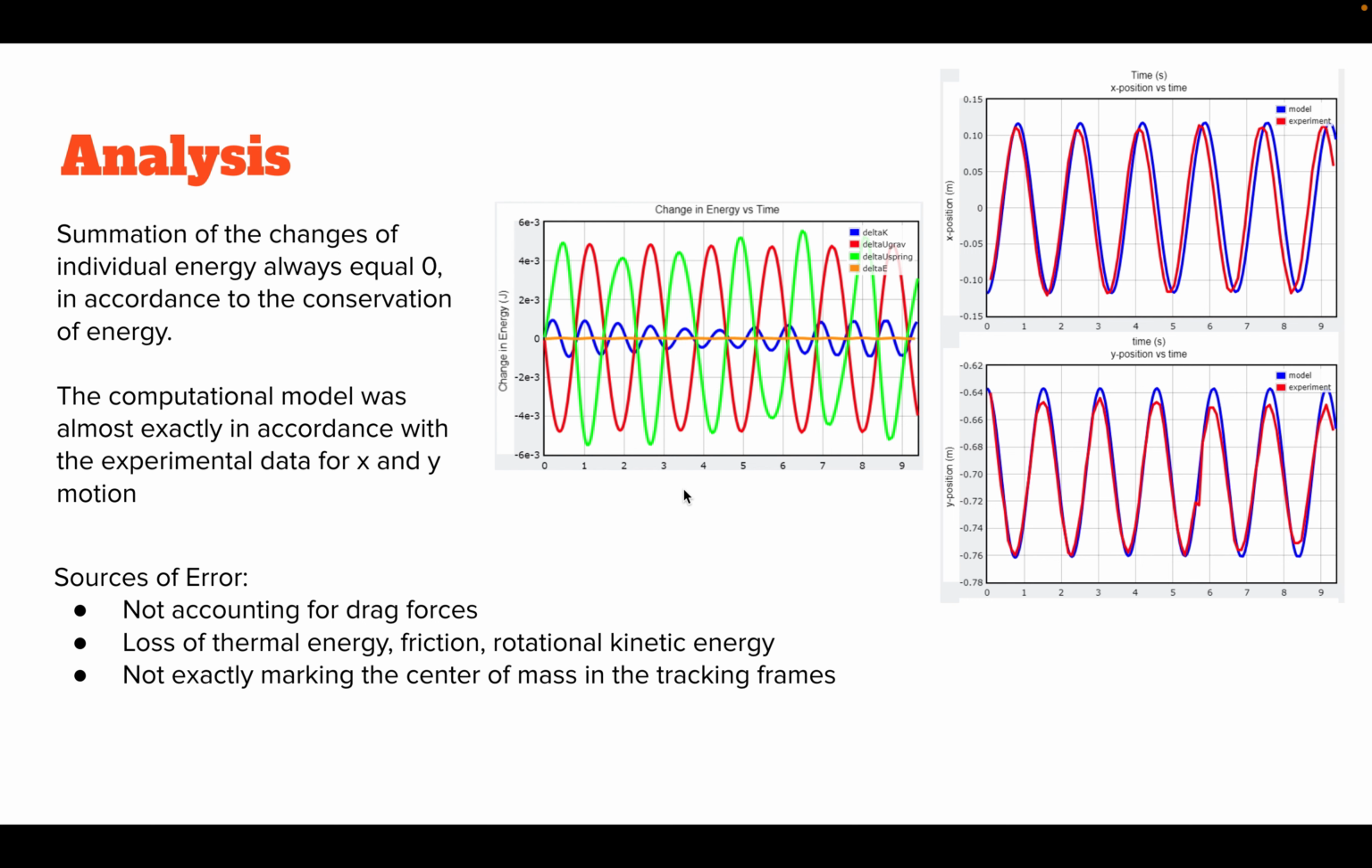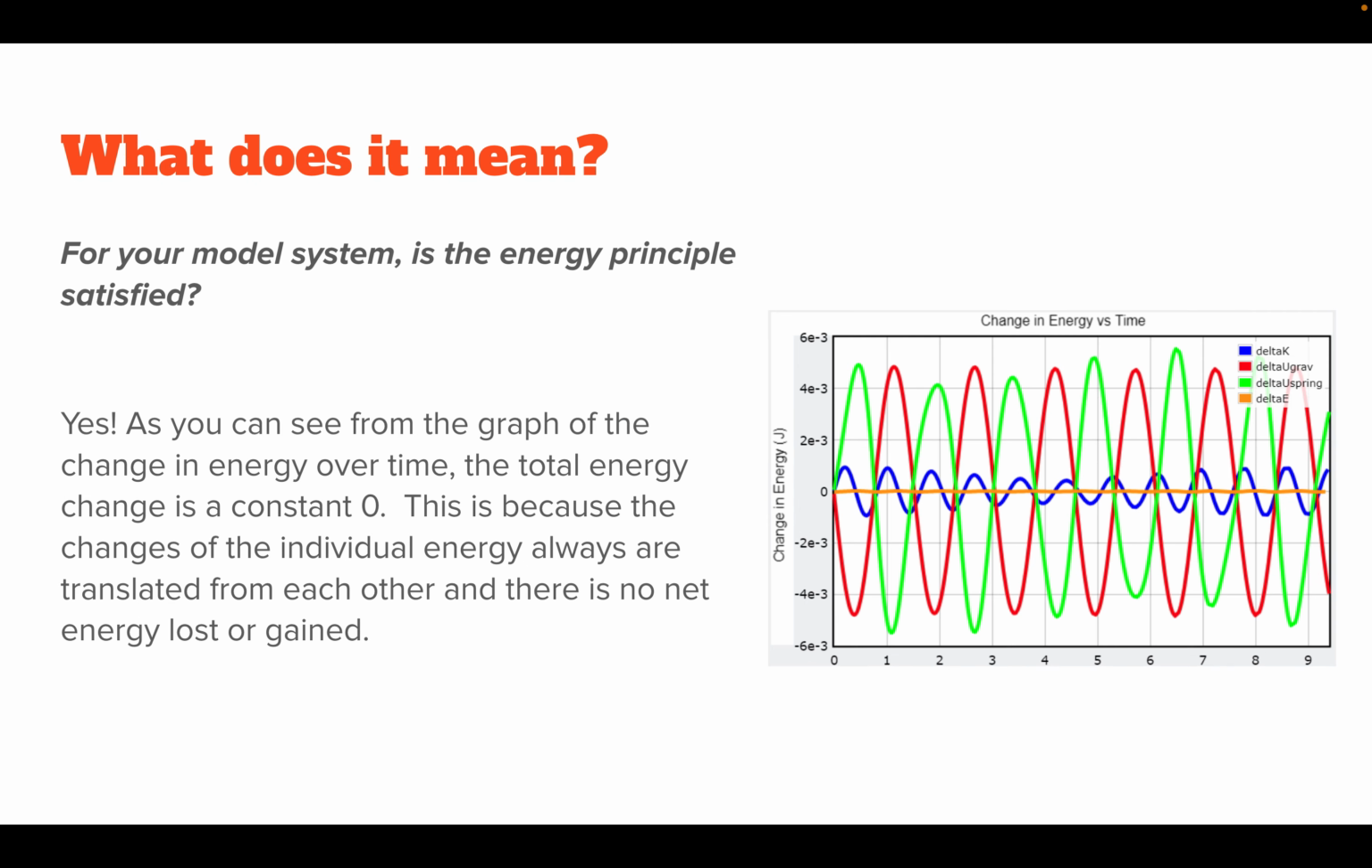Some sources of experimental error are that we weren't accounting for drag forces. There's probably some loss of thermal energy, friction, rotational energy, and maybe we didn't correctly mark the center of mass when we were tracking frames. So what does this all mean?